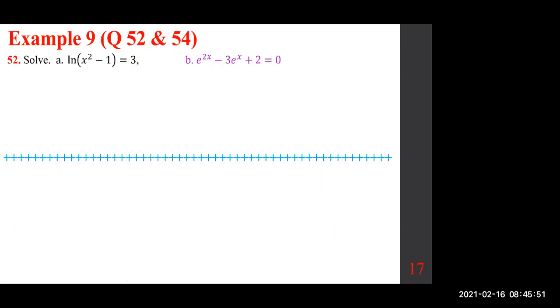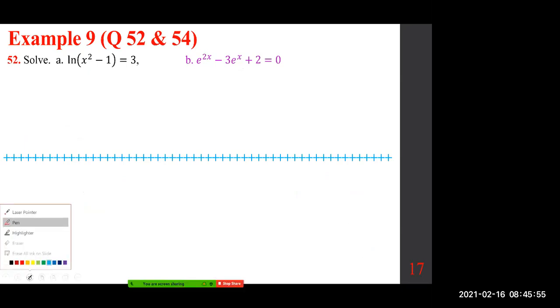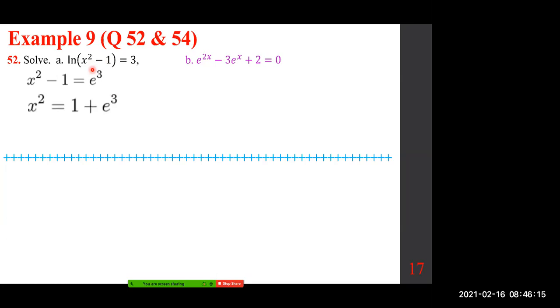All right, we want to solve a couple of equations. Generally speaking, it's a logarithmic function. All you have to do to solve this is go by the definition. Okay, definition of a log. So the base is e, and e cubed is the argument. So x squared is 1 plus e cubed, so x is plus or minus the square root of that. It's pretty straightforward.